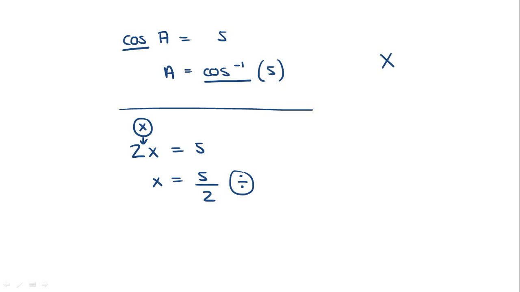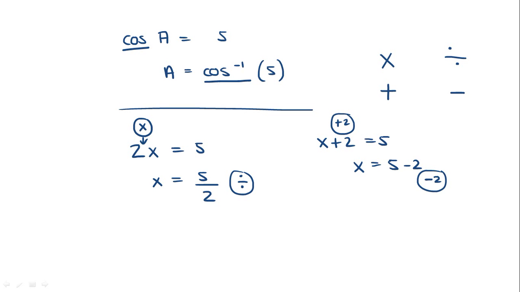So we know that multiplication and division are the opposite to each other. So it's the same thing if we have x plus 2 equals 5. We know the next line is x is equal to 5 minus 2. So again, on the left, we're adding 2. And then on the right, we're subtracting 2. So we know addition and subtraction are the opposites to each other. So it's the same thing now with cosine and cosine inverse. On the right, we have the cosine. And then in order to find A, we need to find the cosine inverse of the number on the right. So it's kind of like the opposite.